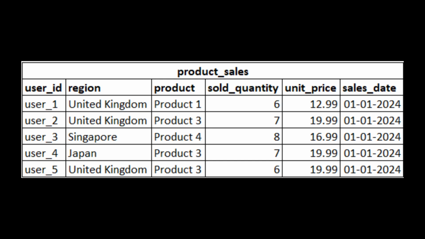Here's our input table. It's called product sales. It has columns user ID, region, product, sold quantity, unit price, and sales date. User ID, region, and product are of type text. Sold quantity is of type integer. Unit price is of type numeric. Sales date is of type date.